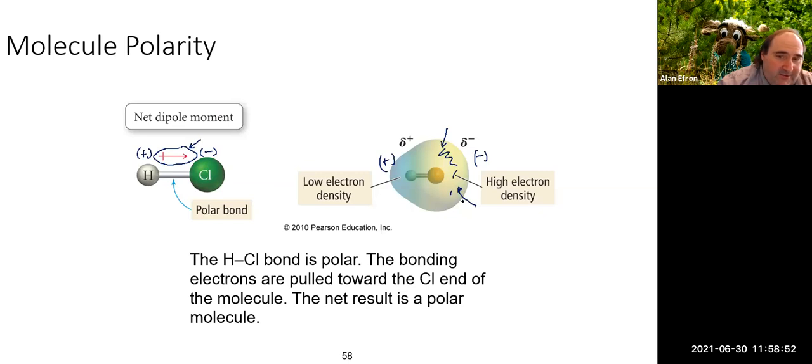It kind of looks yellow and orange here, but that implies more electron density on the right-hand side, which is what is making it more partially negative on that side of the molecule and more positive on that side.